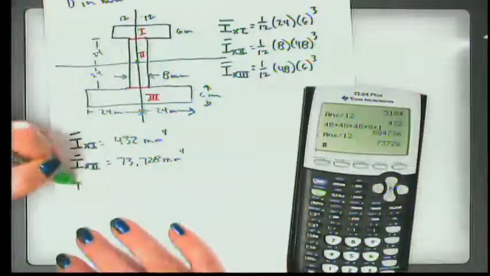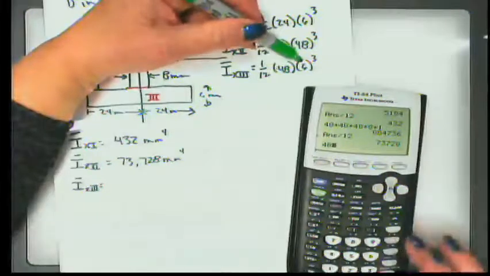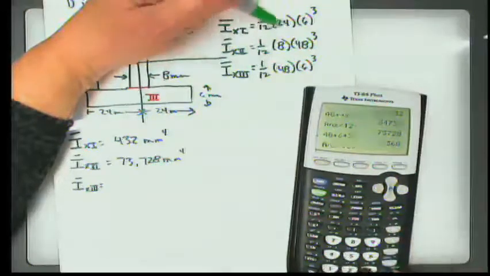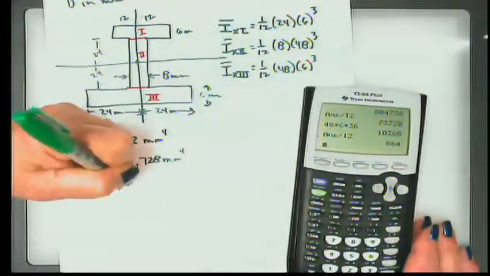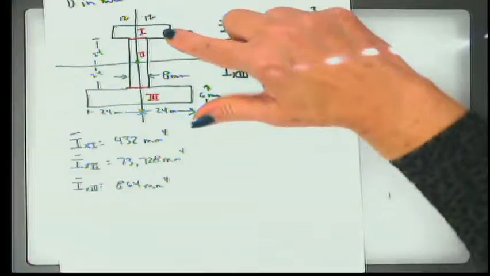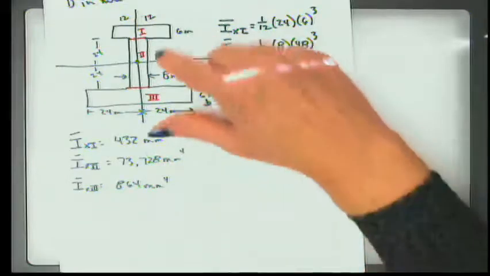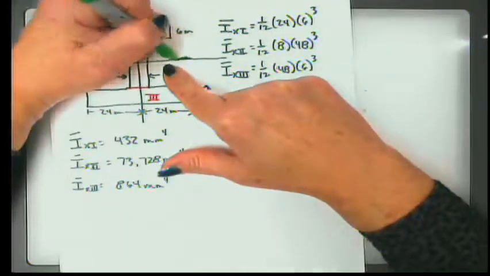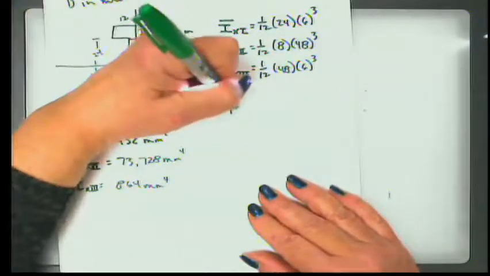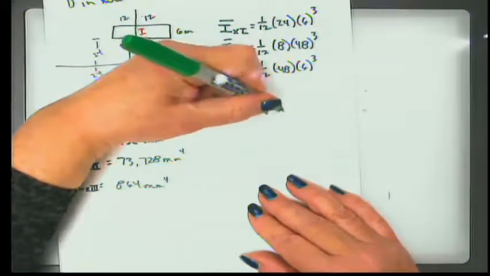And then I sub x bar 3 is 48 times 6 to the third power divided by 12, which is 864 millimeters to the fourth. Okay, now I have the centroidal moment of inertia of each of my 3 composite shapes, but I want to move them to this axis. So I have to add to that AD squared, because I about x is going to be equal to I sub x bar plus AD squared.